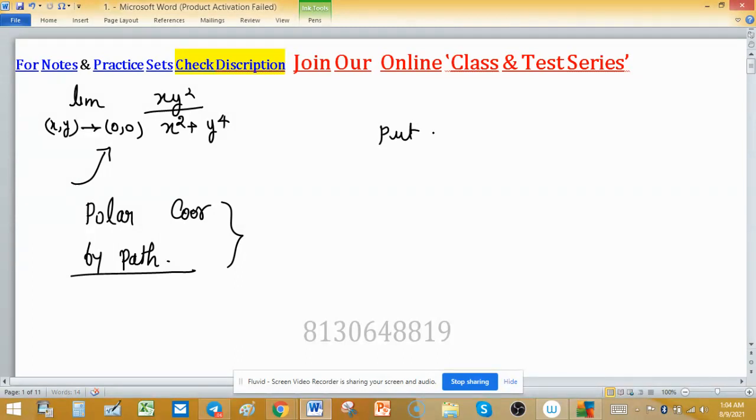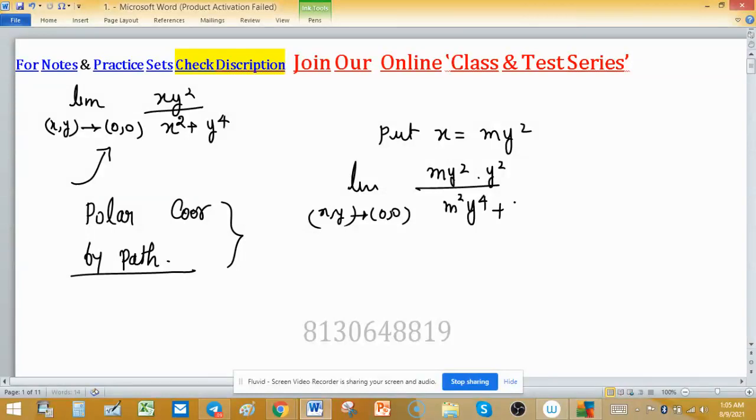So put x equal to m y square. Using this substitution, we have the limit as (x, y) tends to (0, 0). If we get the same limit along all paths, then we say the limit exists, otherwise not, either in polar coordinates or in the Cartesian system. So it will be m y square upon m y square into y square, divided by m square y raised to the power 4 plus y raised to the power 4.